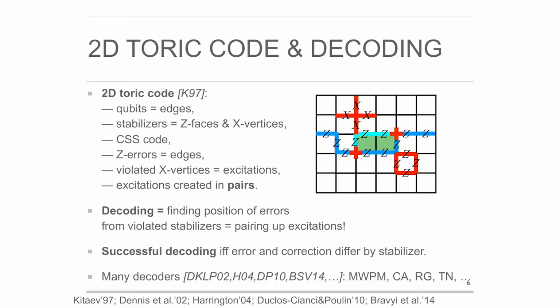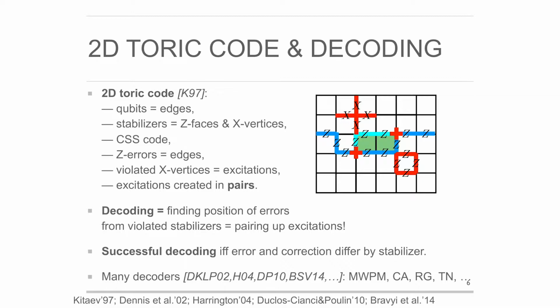I will refer to those violated stabilizer generators as excitations. What we need to keep in mind, as we can see in the picture, is that those excitations are always created in pairs. So what does decoding boil down to? It's really finding the positions of errors from violated stabilizers. We know those 2 crosses, and now we want to make a guess what error happened in the system.